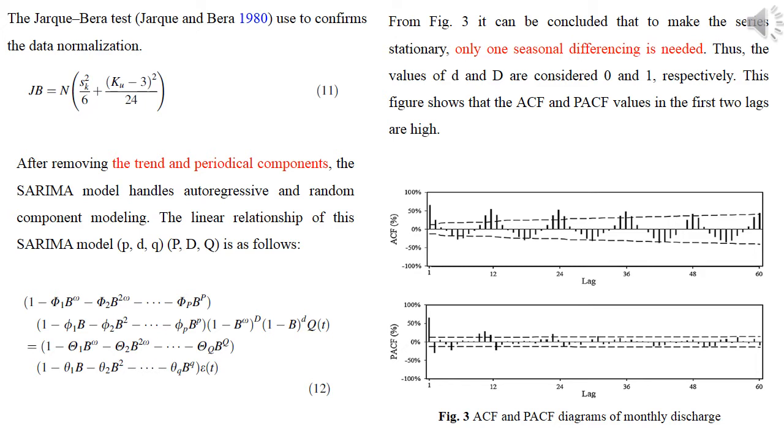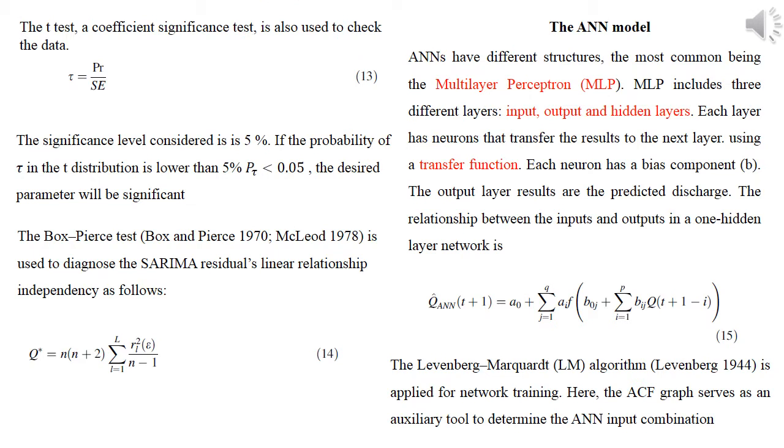In figure 3, the PACF and ACF can be shown, which I have already discussed in the previous slide. The t-test, a coefficient significance test, is also applied, where tau is the t-test statistic and PR represents the estimated parameter. The significance level is considered as 5%: if the probability of tau in the t distribution is lower than 5%, the desired parameter will be significant. The Box-Pierce test is used to diagnose the linear relationship of the SARIMA residuals independently, from equation 14.